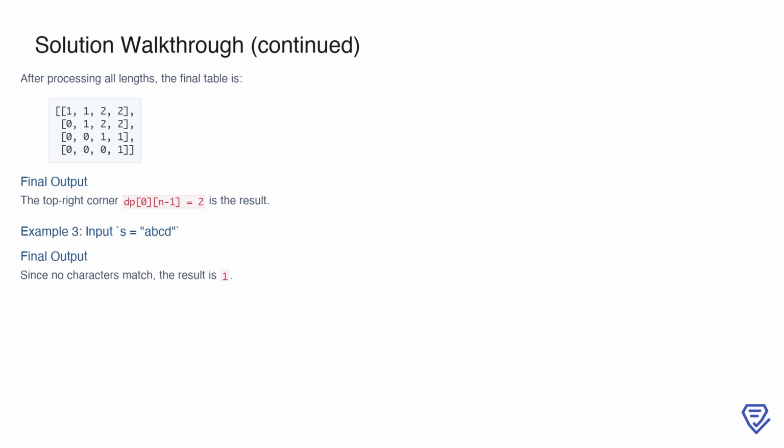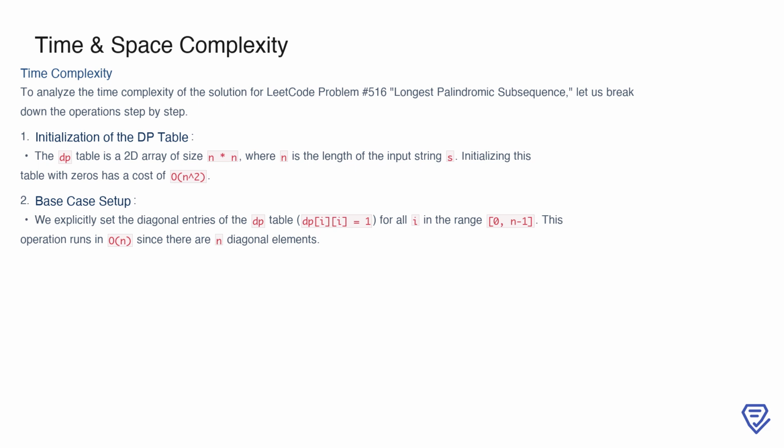To analyze the time complexity of the solution for the longest palindromic subsequence problem, we start by breaking down the operations. First, we initialize a 2D dynamic programming table, or DP table, to store intermediate results. This table has dimensions of n*n, where n is the length of the input string s. Since we need to fill every cell with zeros during initialization, this operation requires O(n²) time.